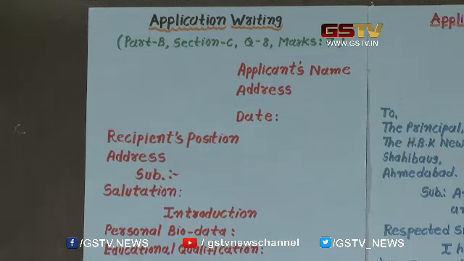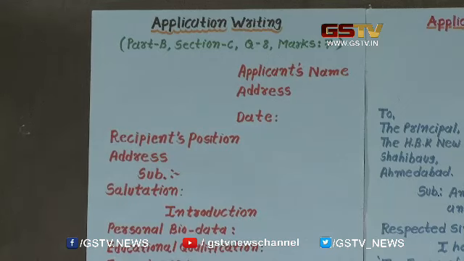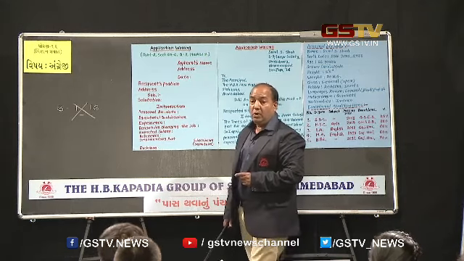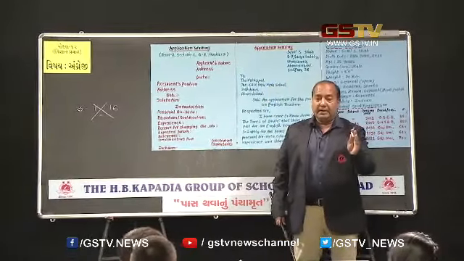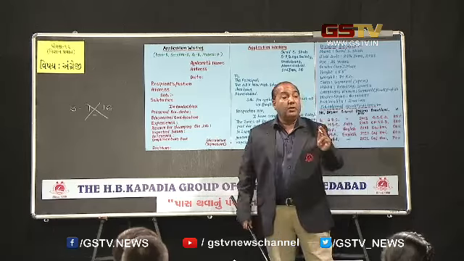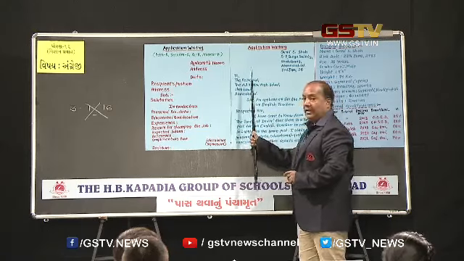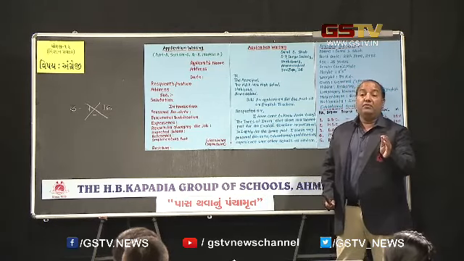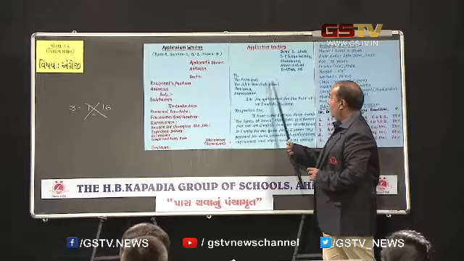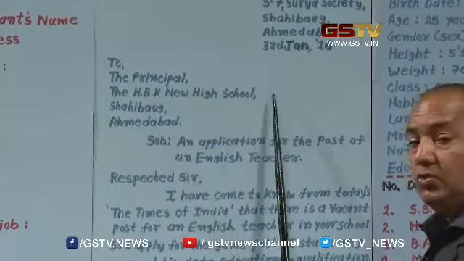Suppose our application is for the post of a teacher, then who will be the recipient? The principal. Suppose we are going to apply for the post of a clerk or salesman, then the recipient's position will be the manager or the managing director, according to our question. After the position we should put a comma. Again, we should be very careful about punctuation marks, where it is necessary and where it is proper. Where there should be a comma, we should write a comma, and we should write only a full stop after the name of the city. It is also equally important.